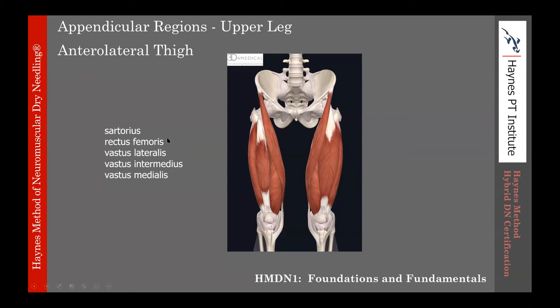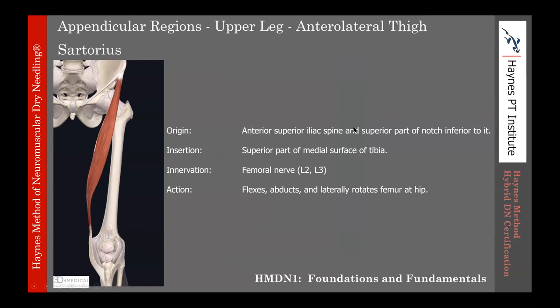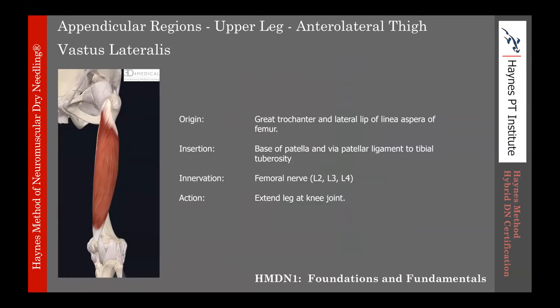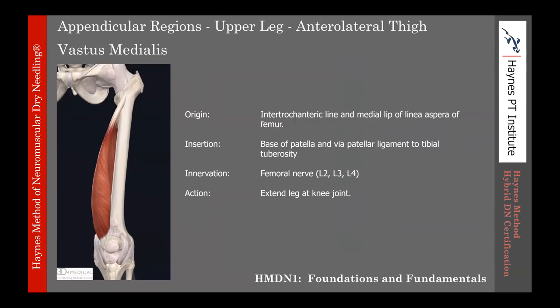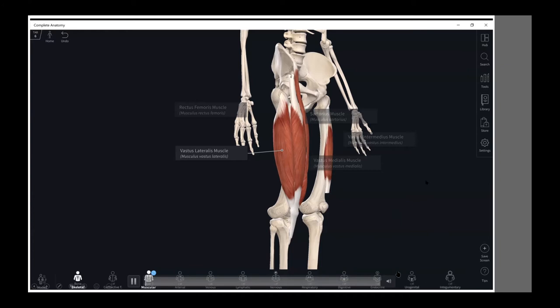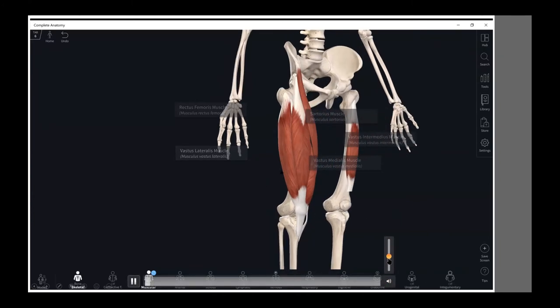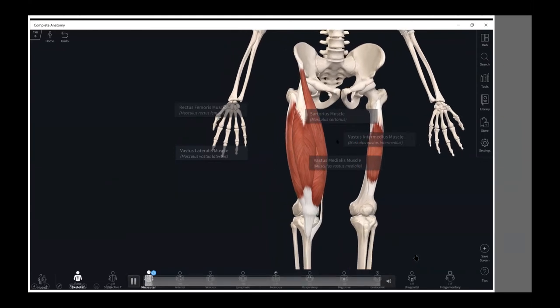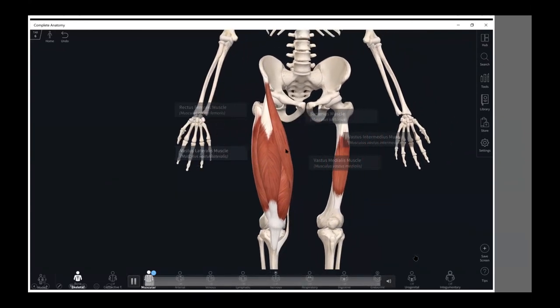Okay, so on to the anterolateral thigh. Here we're going to look at sartorius, rec fem, and then vastus lateralis, intermedius, and medialis. So from here, let's move on to our three-dimensional anatomy. Okay, 3D anatomy of the anterolateral thigh. Here we'll look at the sartorius and then the quads themselves. So let's start with sartorius.